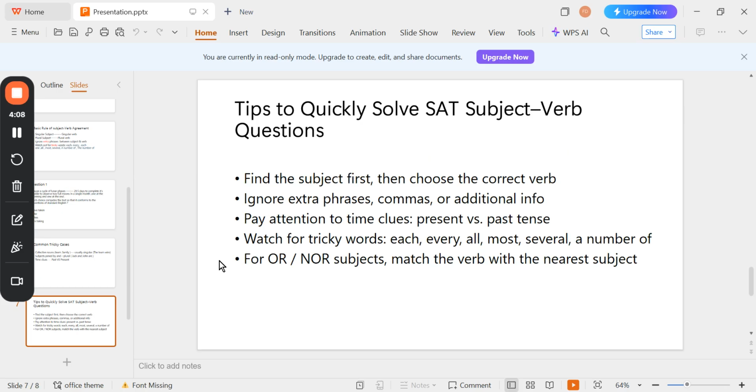Here are some quick tips to solve subject-verb questions faster. The first one is always find the subject first and ignore extra phrases or commas. Also watch time clues, is it present or past tense, and watch for tricky words like each, every, most, a number of, the number of. And the last one is for "or" and "nor" subjects, the verb matches the nearest subject. Follow these steps and this question will feel much easier.